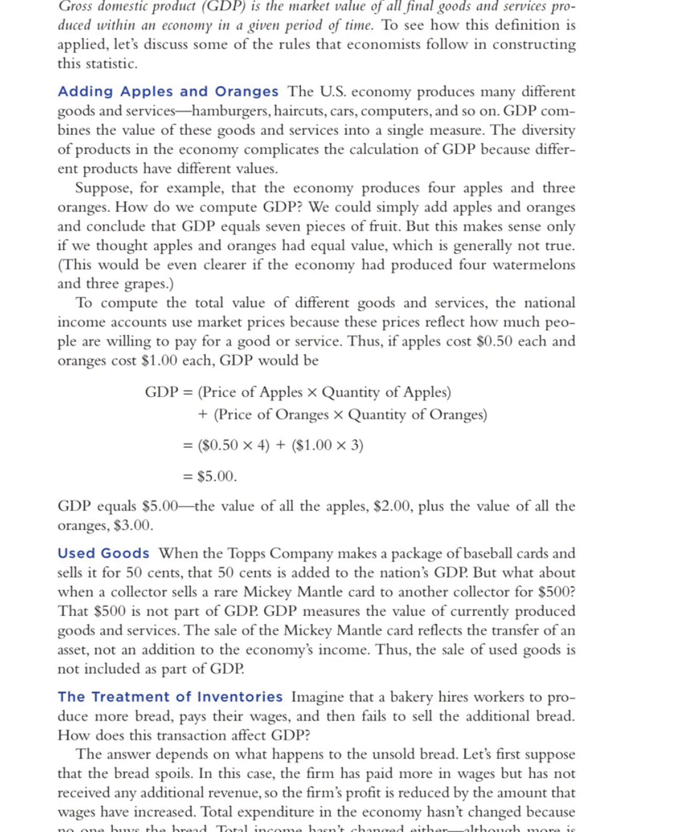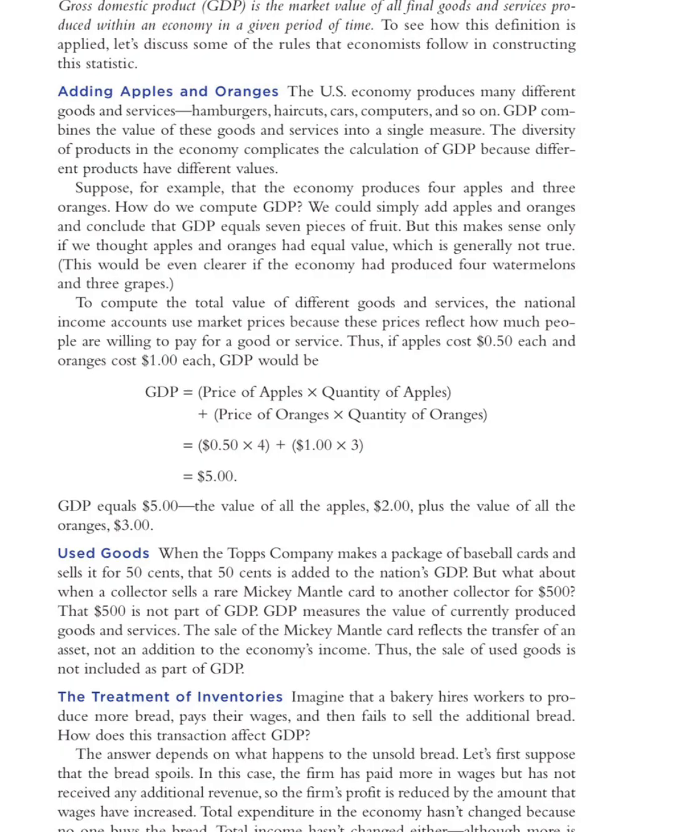So we cannot ensure that if a bakery produces more bread, and they fail to sell the additional bread, how would this transaction affect the total GDP? The answer depends on what happens to the unsold bread. First, suppose that the bread spoils.